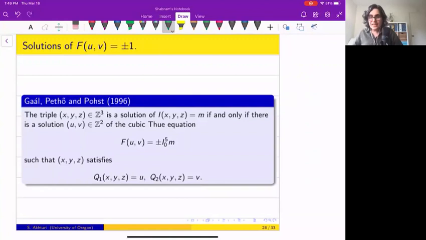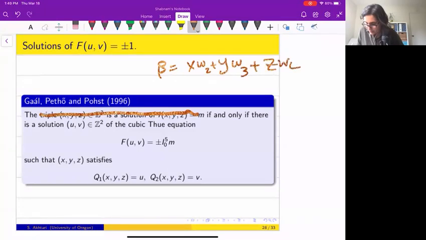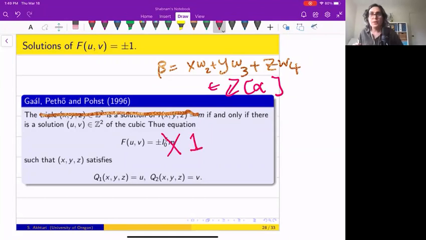What I'm going to say here is a repeat, but I just want to remind ourselves what I did. I went through this theorem and basically through its proof, and I said that, okay, I'm not really completely interested in the index form equation, so I'm interested in beta equal to x omega 2 plus y omega 3 plus z omega 4, such that it's in Z of alpha. And it is so if and only if there is a solution u, v to this, and then I got rid of this and replaced it by one.